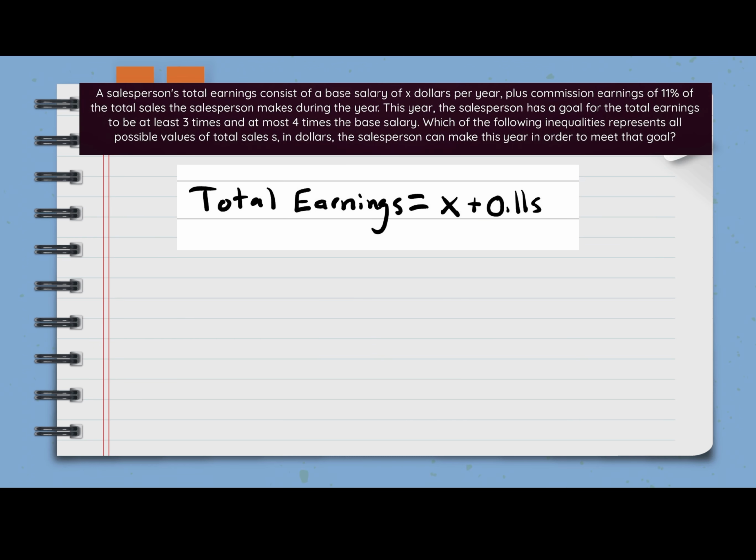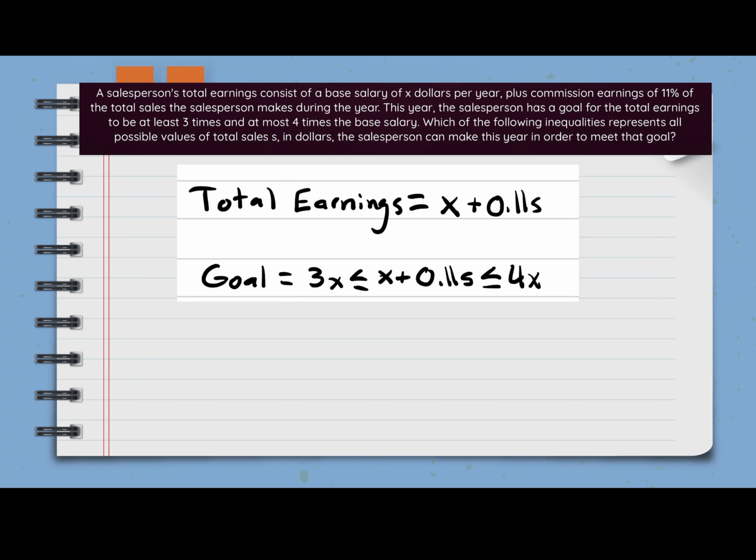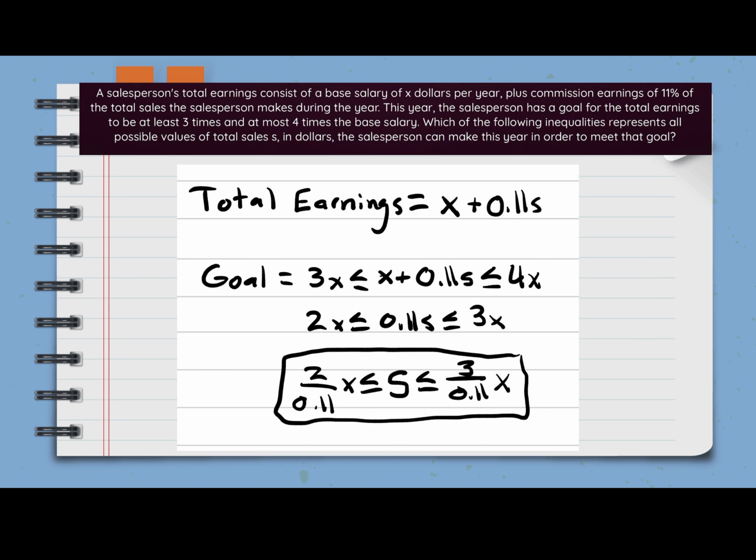And so essentially we're finding S. The way to do that is we have to plug in our goal, so at least 3 times and at most 4 times. And then we just solve for S. So we subtract X on both sides, and then we just divide by 0.11, leaving this to be our correct answer.